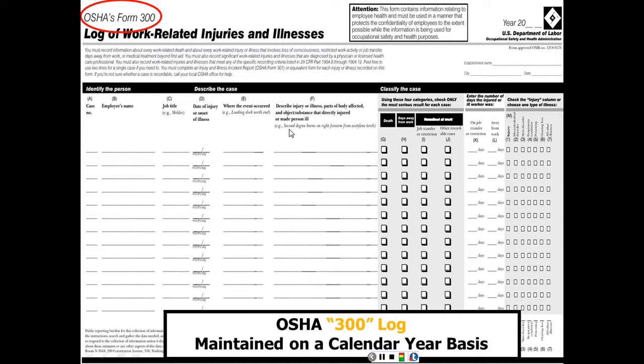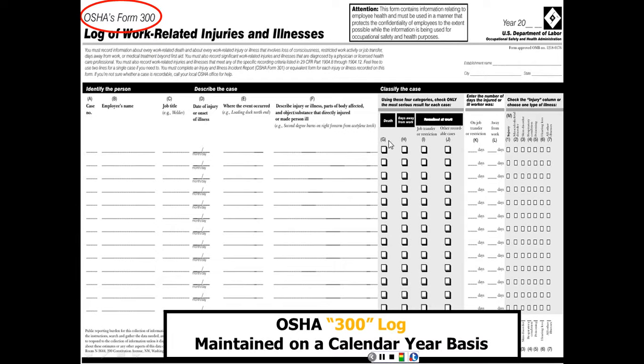So here, for example, an example is second-degree burns on right forearm for acetylene from acetylene torch. So basically, we're going to write the area that was injured and what was the cause of that injury. And here we're going to put, basically using these 4 categories, check only the most serious result in each case.